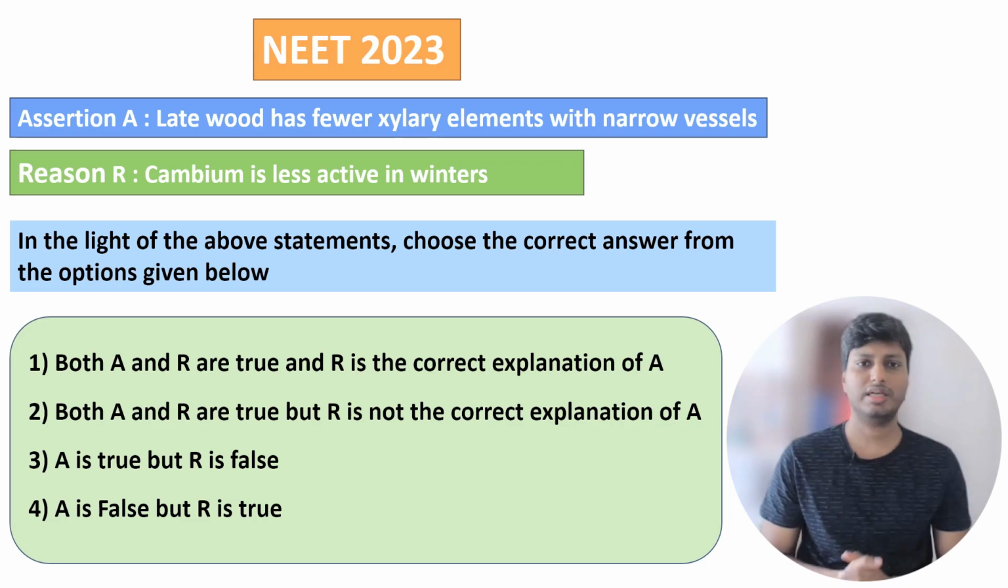So dear students, in such type of questions, we have to find out whether the assertion is right and the reason is also right which is supporting the assertion, or whether the assertion is right but the reason is wrong, or whether assertion is wrong and reason is right, or whether both are wrong. So basically we have to see which of the following options are correct out of the four options which have been mentioned in this particular question.